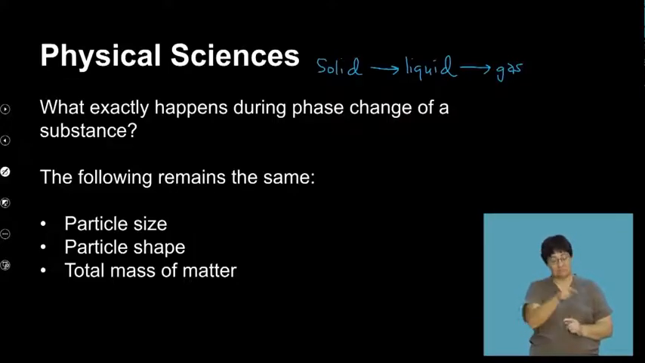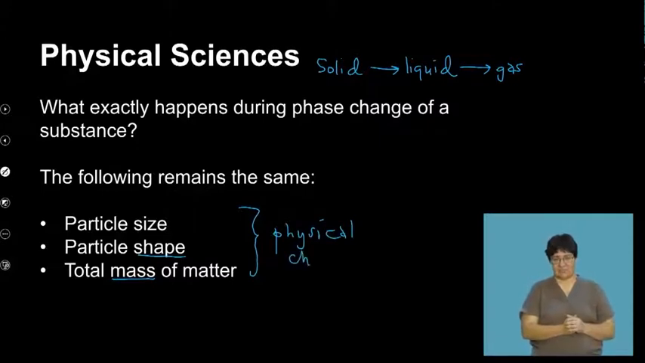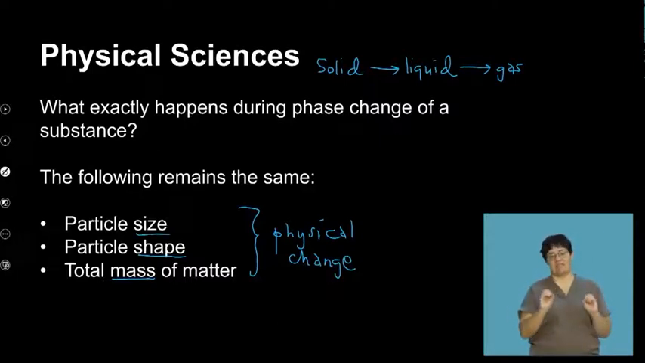So we are saying the particle sizes stay the same, the shape of particles does not change, and also the mass. So the amount of matter remains the same. Why? Because this is actually a physical change, okay? So within a physical change, none of these quantities changes. That is size, shape, as well as mass, right?